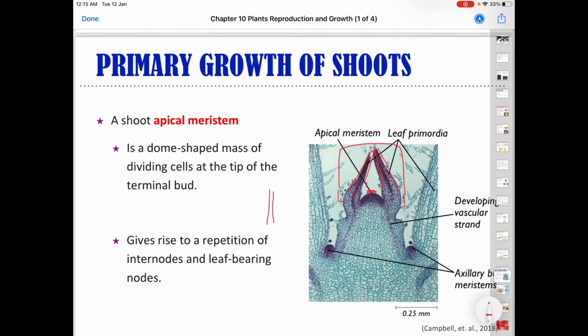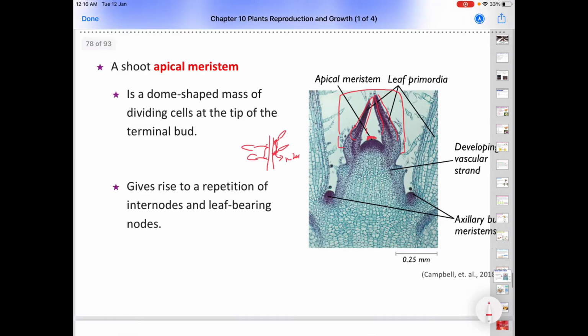If you still remember the structure of a plant, between one leaf to another leaf, this is called the internode. This is one leaf. Between one leaf and the next leaf is called the internode. The structure that holds the leaf we call the node. So between one node to another node is the internode.